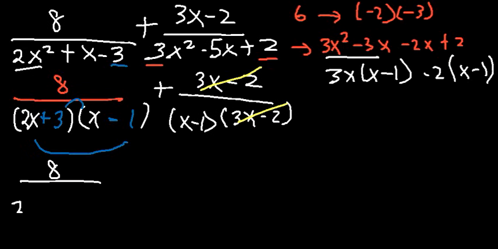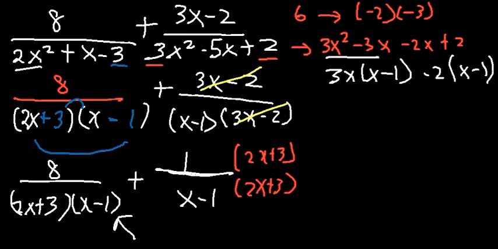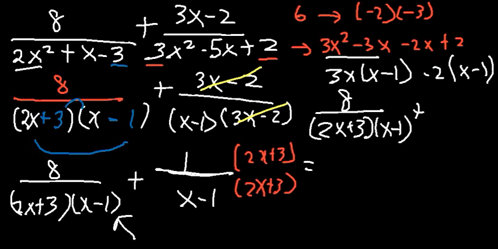So it's going to be 8 over 2x plus 3 times x minus 1, plus, since there's nothing on the numerator, it's going to be a 1 because the 3x minus 2 is canceled. So the common denominator is already what we see on the left. So all we got to do is modify the second fraction by multiplying top and bottom by 2x plus 3. So what we now have is 8 over 2x plus 3 times x minus 1 plus 2x plus 3 over the same common denominator.